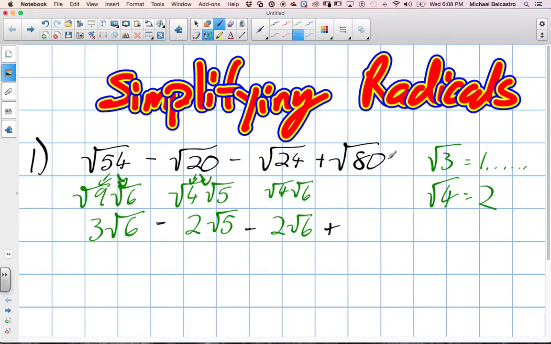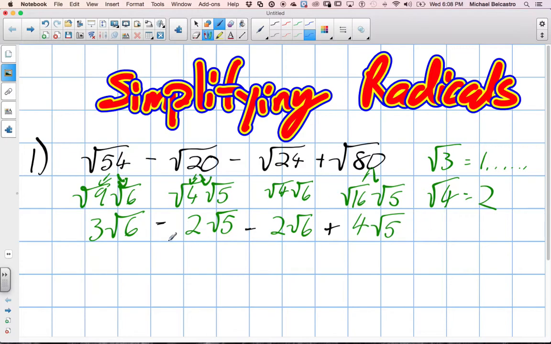And then for 80, this one's an interesting one. Okay. So we can do 16 and 5. I think 16. Is that right? 16 times 5, yeah, 80. Okay. Now, I was going to break it into 3 right off the bat, but we'll break it into 16 and 5. And then we can find the square root of 16, and that would give us 4 root 5. Perfect. So now what we have are certain ones that are like terms.